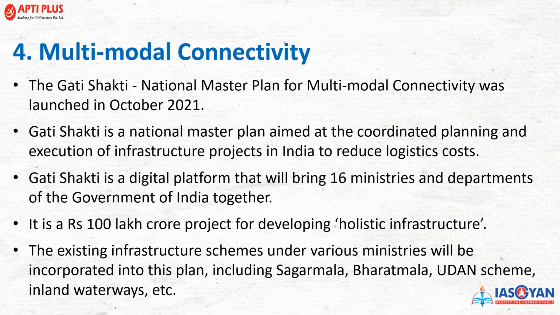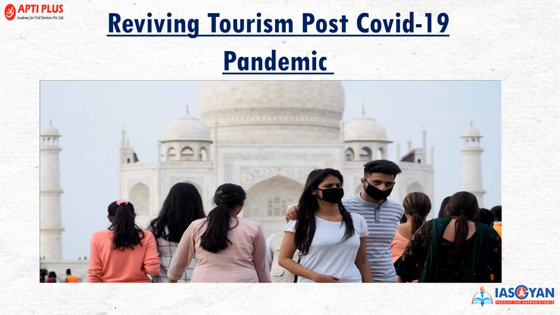Gati Shakti is a national master plan aimed at coordinating planning, execution, infrastructure, and reduction of logistic cost. Gati Shakti is a digital platform that will bring 16 ministries and departments together, and it is a 100 lakh crore project developing a holistic infrastructure, where the existing infrastructure system incorporates Sagarmala, Bharatmala, Udan scheme and the inland waterways.